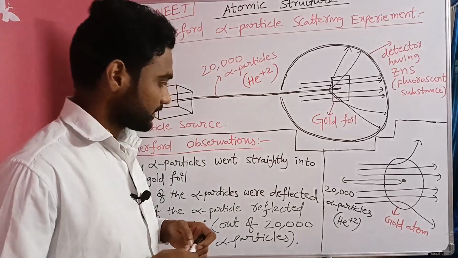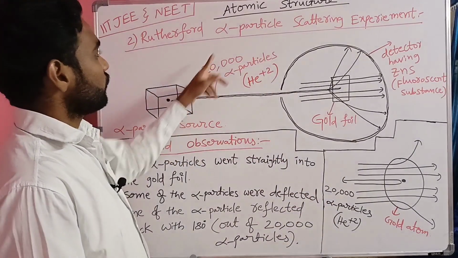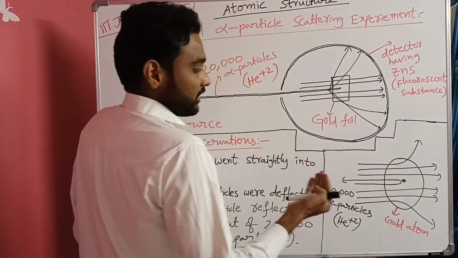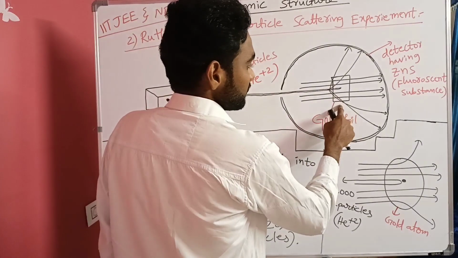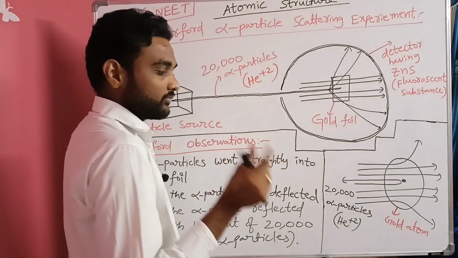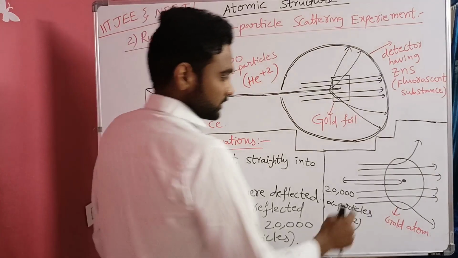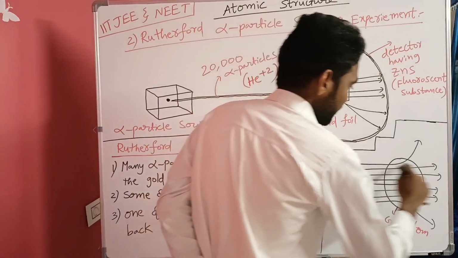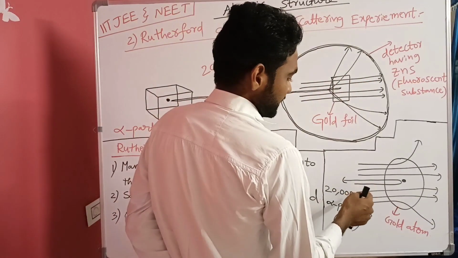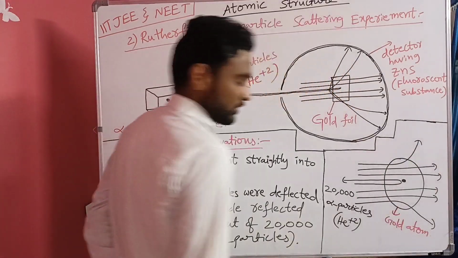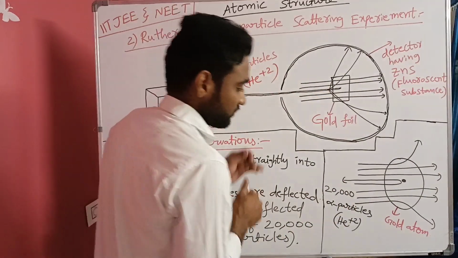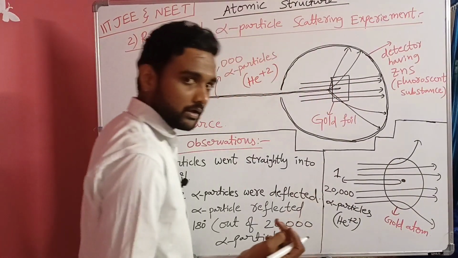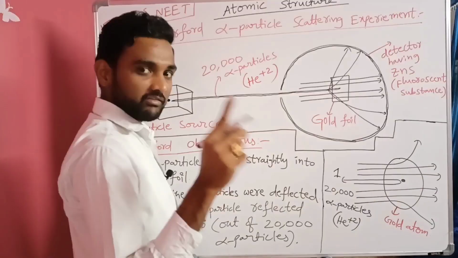What happened here? During the gold foil experiment, Rutherford sent 20,000 alpha particles onto the gold foil. In that gold foil, I am considering one of the gold atoms. This is the gold atom. Out of 20,000 alpha particles, some of the alpha particles went straight. Some of the alpha particles deflected like this. Exactly one alpha particle struck in the middle and reflected back. Only one alpha particle.